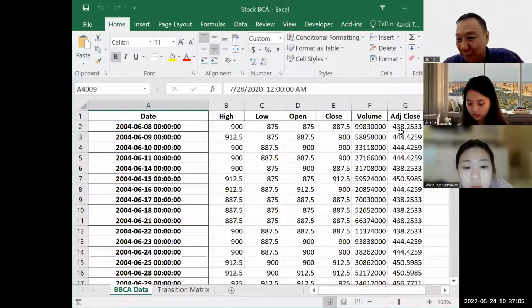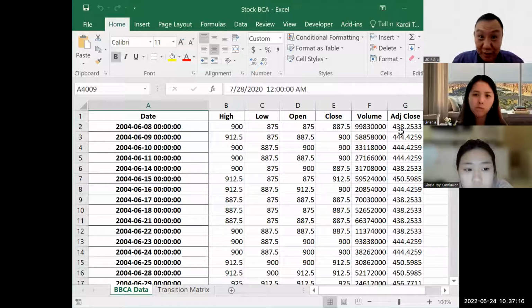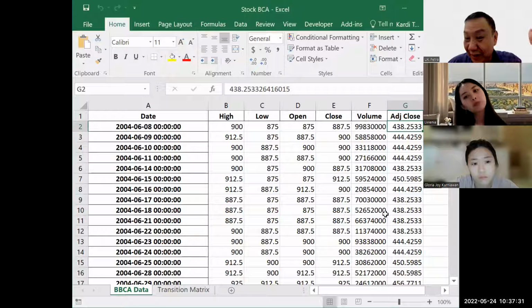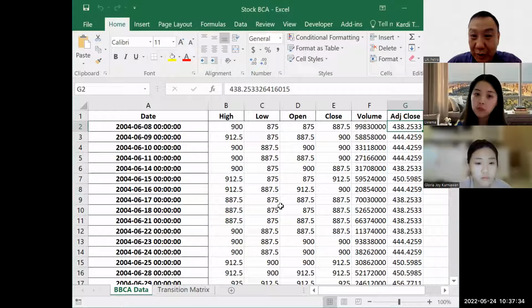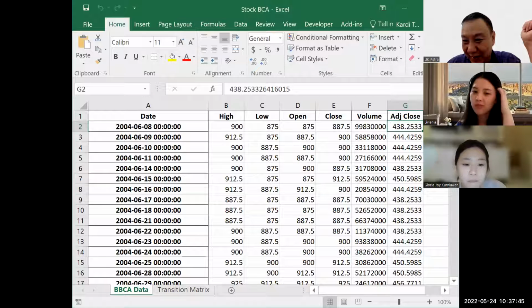So how are you going to do that? Any idea first before we discuss? You have real world data. The data is high, low, open, close, and the volume adjusted close. This data is from the internet. Then the question is, how are we going to create a Markov chain of this? Liffy, any idea? Or Joy?